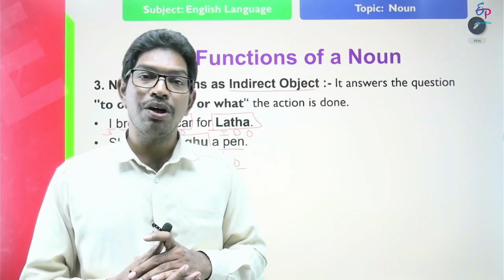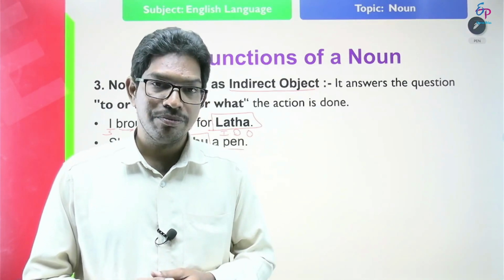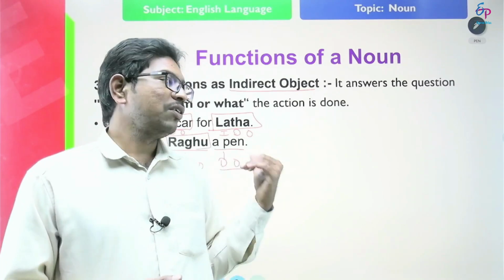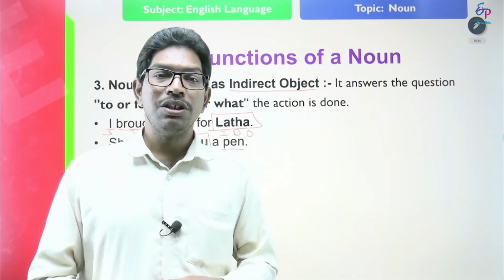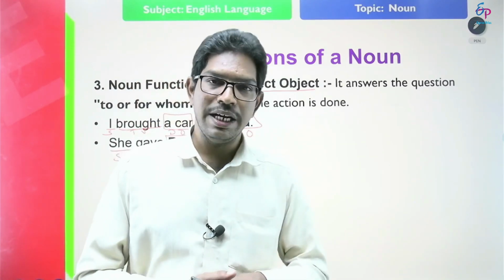Grammar is very important to write a sentence, to understand a sentence, and to speak a sentence. If you learn grammar, it will be much easier for you to speak, write, and understand any sentence. So that is how a noun functions as an indirect object.